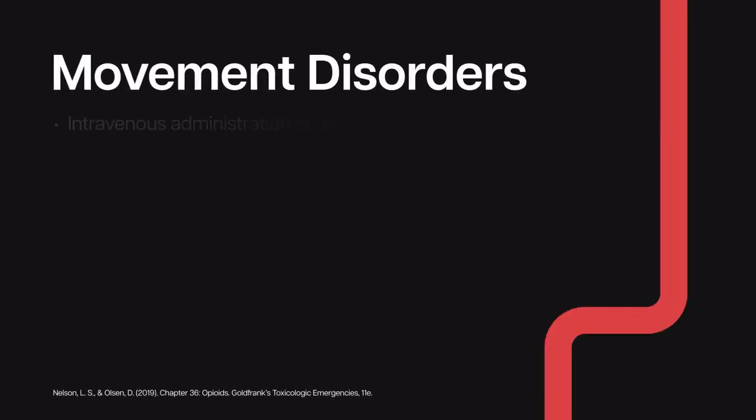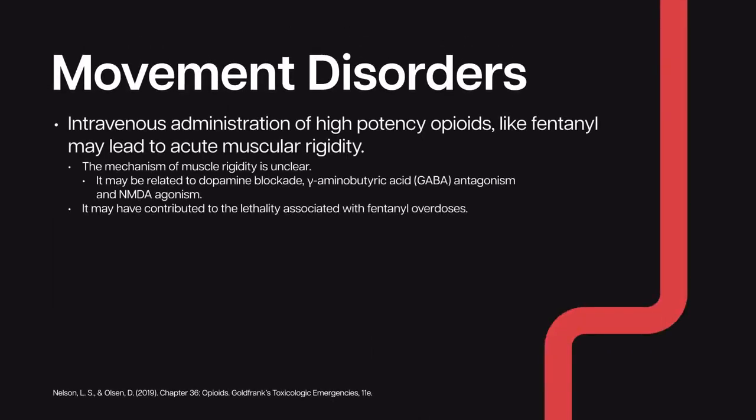Movement disorders. Intravenous administration of high-potency opioids like fentanyl may lead to acute muscular rigidity. The exact mechanism is unclear, but it may be related to dopamine blockade, GABA antagonism, and NMDA agonism. It has been suggested that this muscle rigidity may contribute to the lethality associated with fentanyl overdoses.